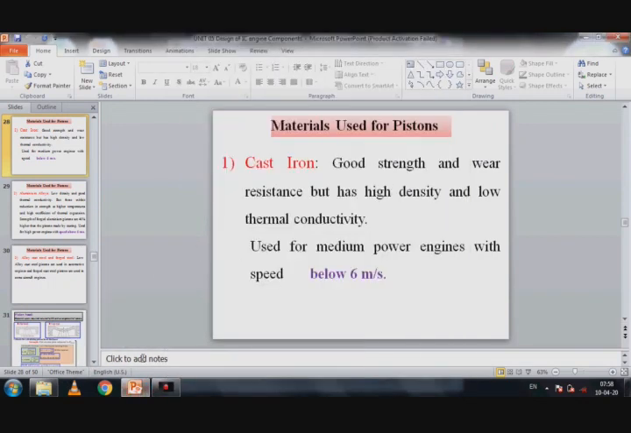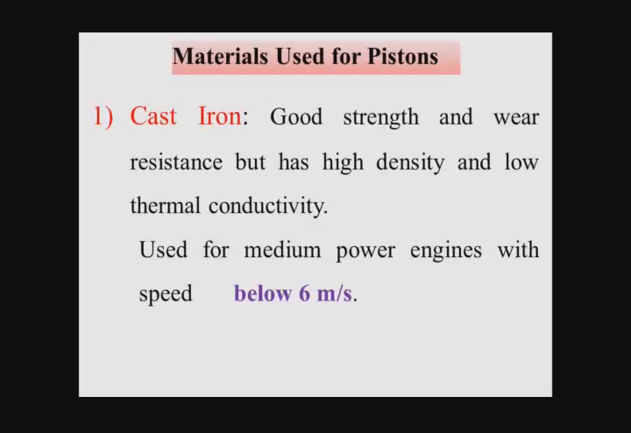Materials used for pistons. There are different materials which are used to manufacture pistons. Let us see some important materials. First one is cast iron.